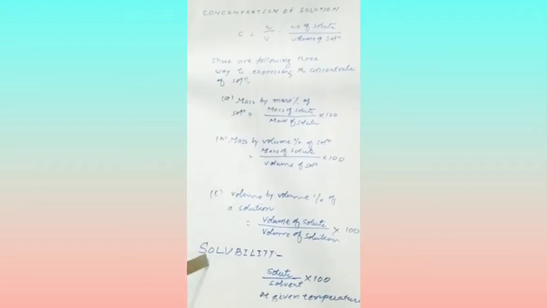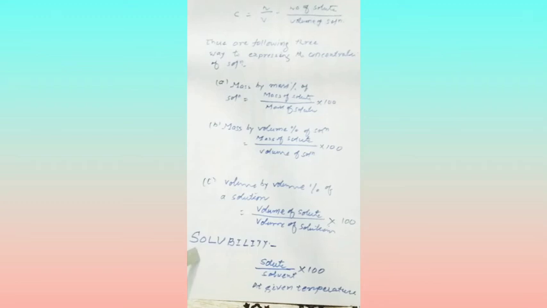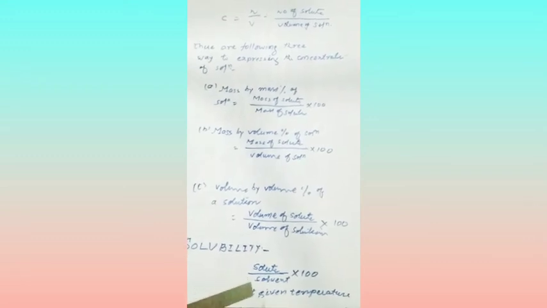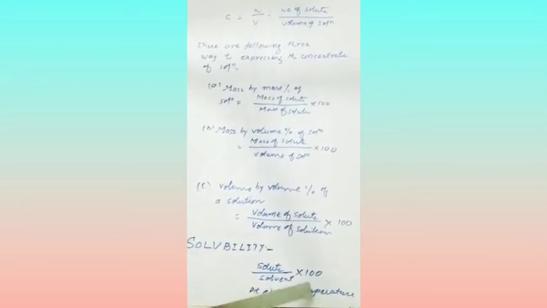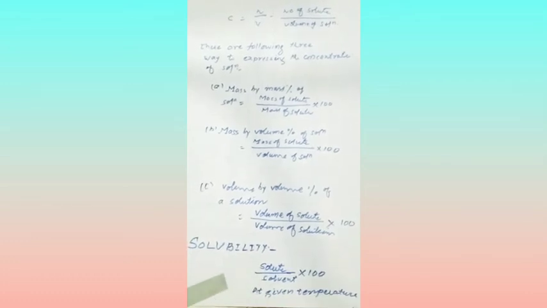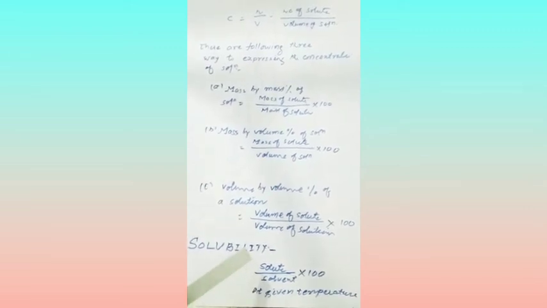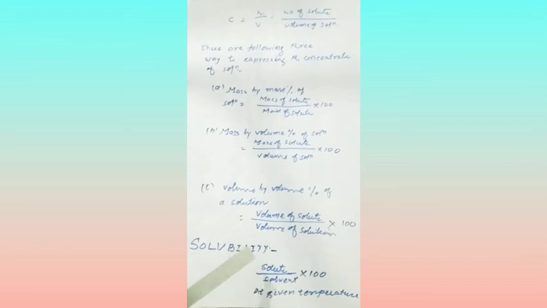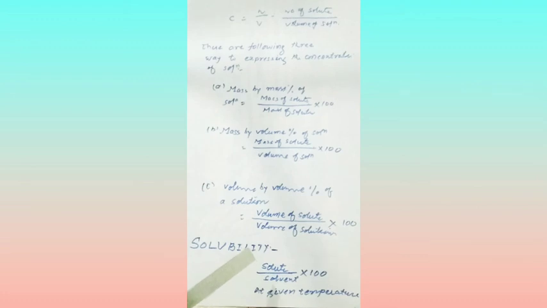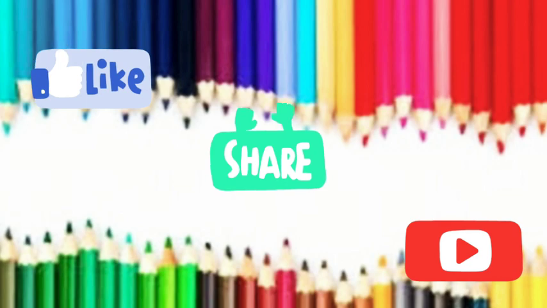Now I'd like to discuss the term solubility. What is solubility? Solubility can be expressed mathematically: solute divided by solvent, into 100, at a given temperature, is called solubility. We can define solubility as the maximum amount of solute which can be dissolved in 100 grams of solvent at a specific temperature, known as the solubility of the solute in the solvent.